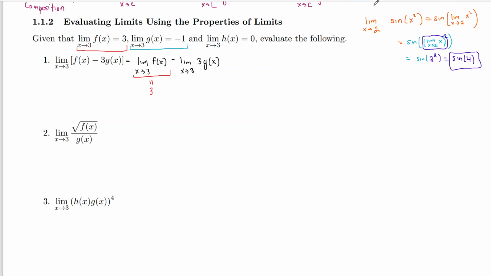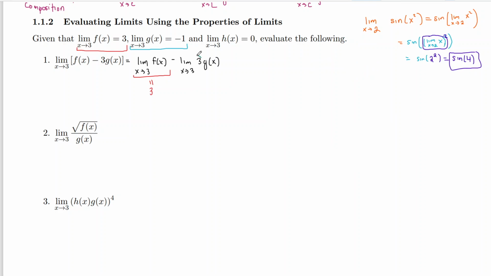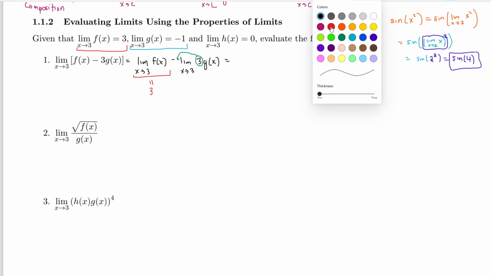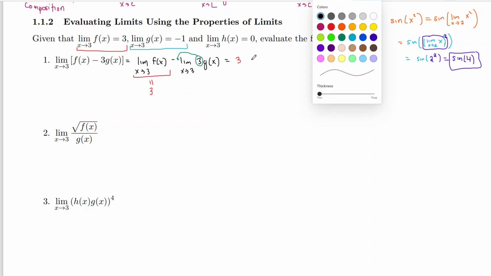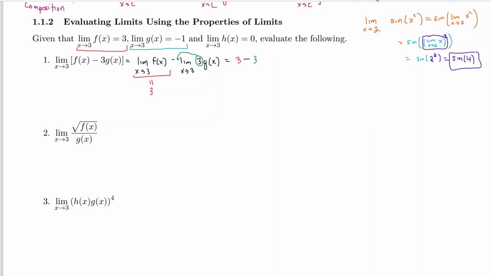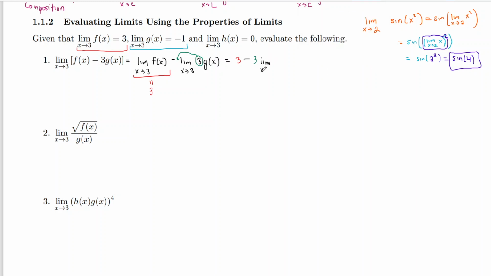So how are we going to get exactly that? Well, luckily we had that first scalar multiplication property that said if you have a number inside, you can move it out. And that's what we're going to do. Okay, so the first thing is 3. I'm going to go ahead and plug that in because we just figured out that that's 3. And then we have minus, and I'm taking out the 3 here. And then I still have the limit as x goes to 3 of g of x.